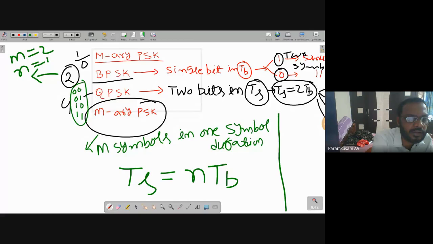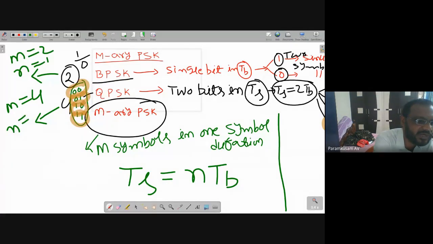Here in QPSK, how many symbols are transmitted? M is equal to 4. How many bits are transmitted at any symbol interval? Either 0,0 or 0,1 or 1,0 or 1,1. So n is equal to 2. So at any time you transmit 2 bits. So how many combinations? 4 combinations.